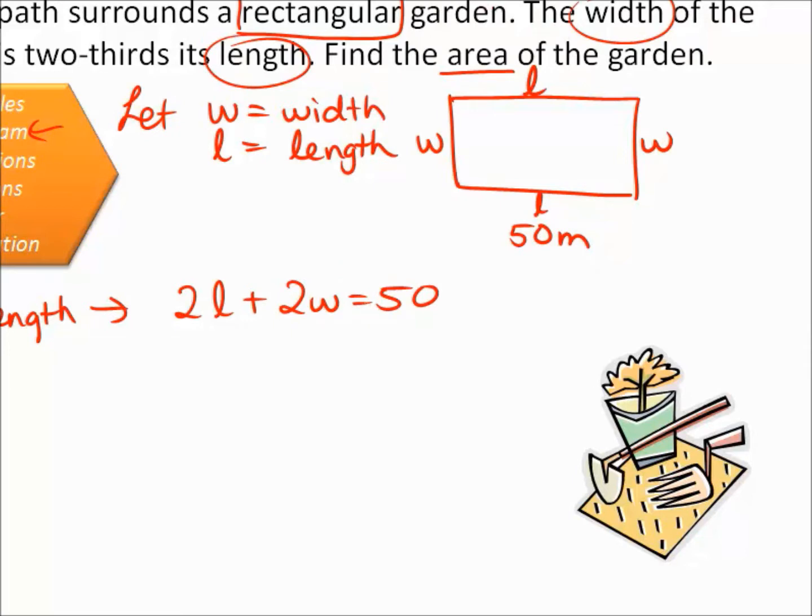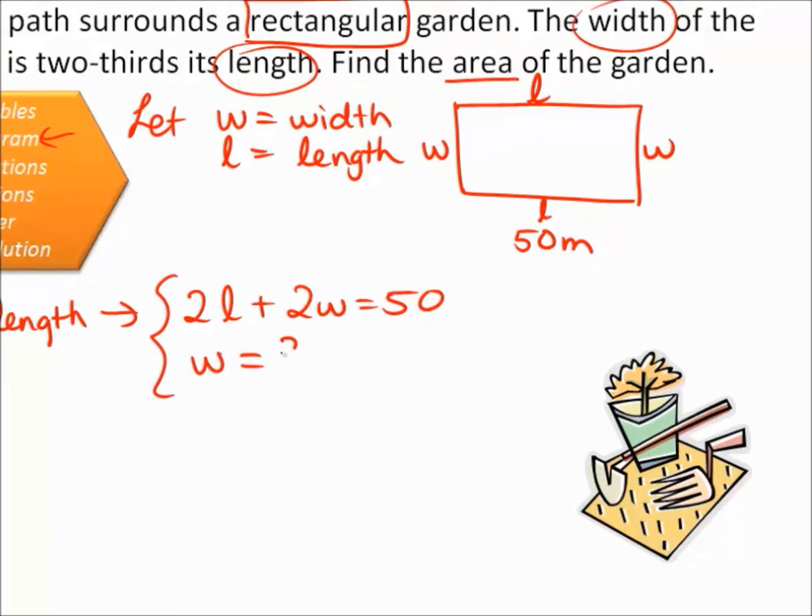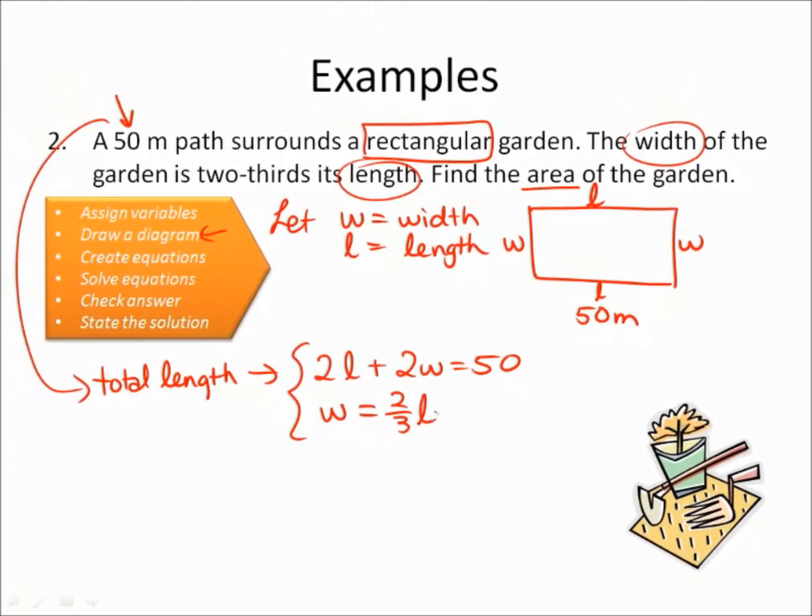The second sentence tells us a certain relationship between the length and the width. They tell us that the width is 2/3 of the length. So directly from the second sentence, we have translated it into the second equation.